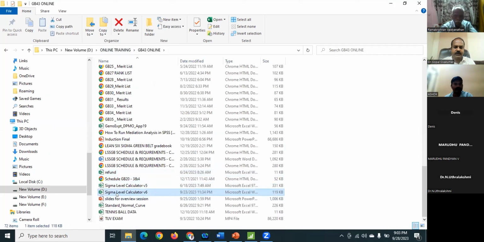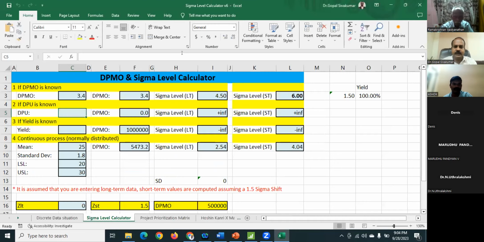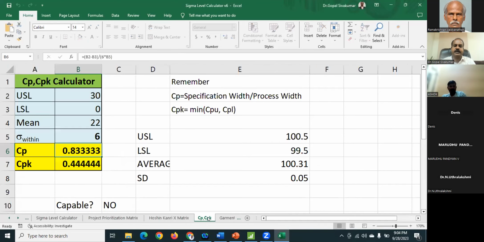See here, sigma level calculator, V6. This is the one I have shared. You can learn a lot from this particular Excel file I shared here. You'll keep learning from the Excel file if you keep coming to us. For example, there are many things we will be learning in the next level of the program, which is MBB. Can you see the sigma level calculator, discrete data situation, and the CP CPK calculator?